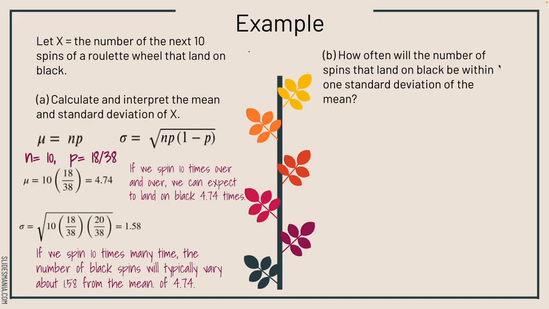Okay, B: how often will the number of spins that land on black be within 1 standard deviation of the mean? So we've got to figure out what 1 standard deviation from the mean is. You would go above and below the mean by the standard deviation. So we'd want to do 4.74 minus 1.58 and 4.74 plus 1.58, and so we'd get these values, 3.16 and 6.32.